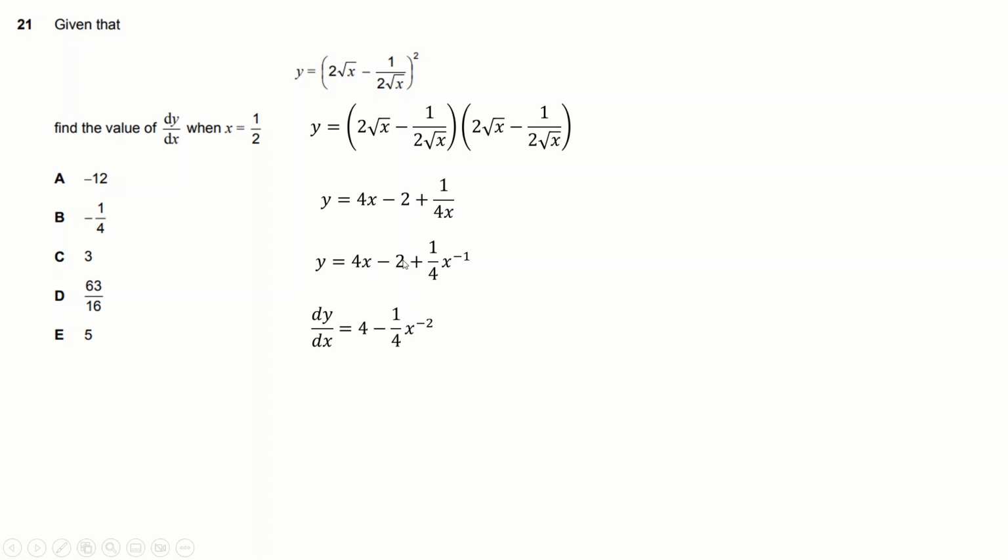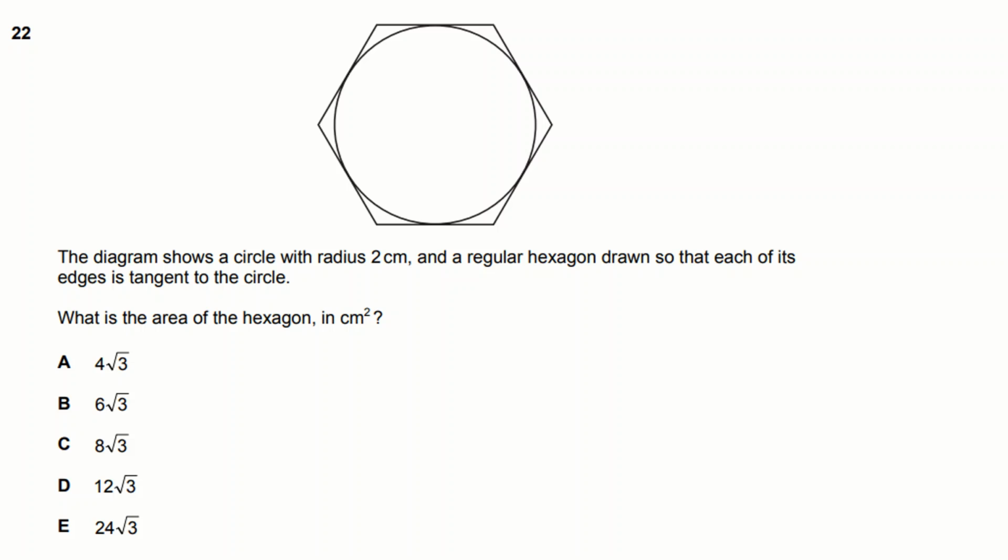You differentiate it once you've put it into kind of power form. Differentiate it, this becomes a 4, that goes away. Negative comes down here, down to a minus 2. Then you just put in a half. Half to the power minus 2, well, the negative flips it over. Half flipped over is 2, squared is 4, times a quarter is 1, so it's 4 minus 1, which is 3. Good.